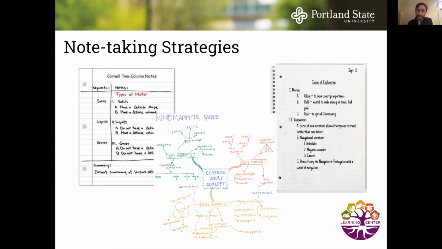On the right is just a basic outline. This seems to be where a lot of people gravitate to at the beginning. But I would encourage people to experiment a little with some other kinds of note-taking strategies. And then there's mind mapping. This is great for showing relationships between different concepts.